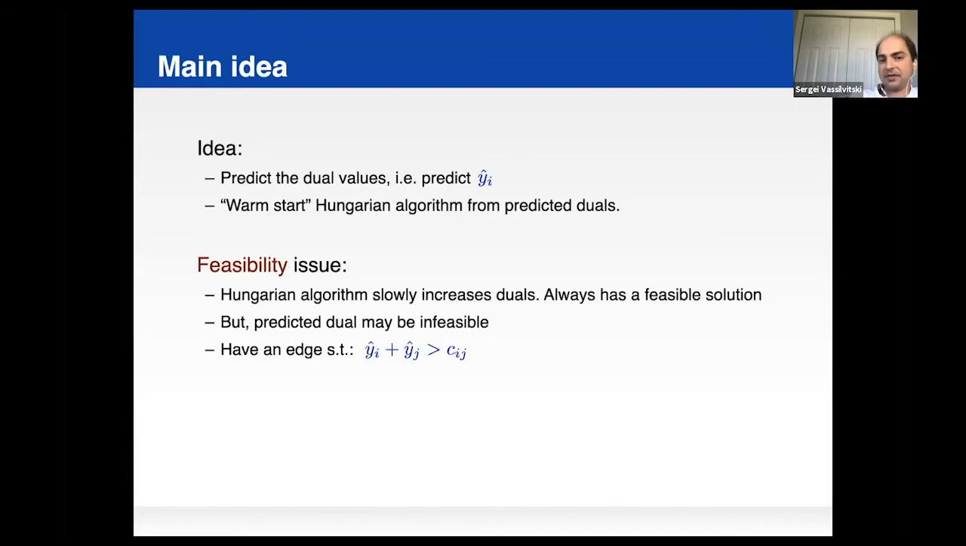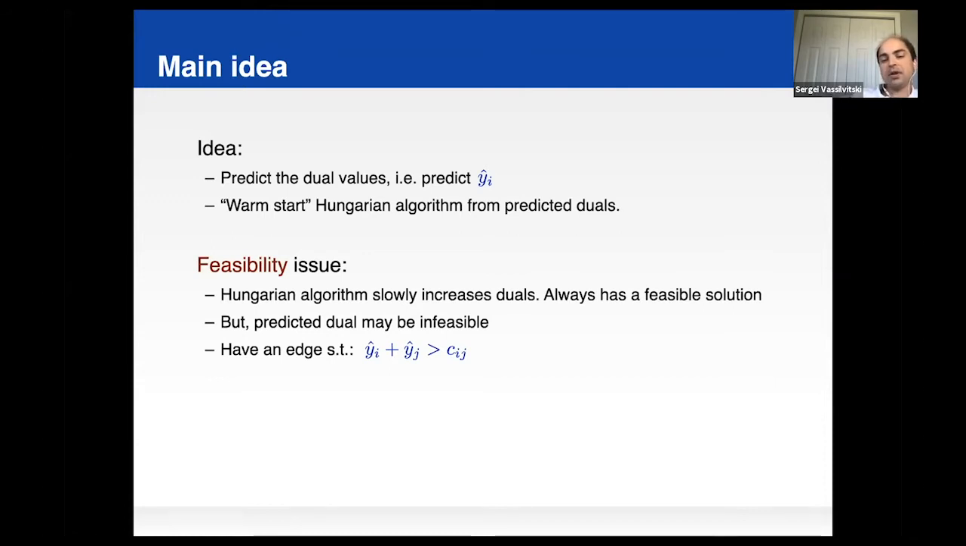Right? The first issue that you run into is this feasibility issue. The Hungarian algorithm always maintains dual feasibility. So the duals that you have, the yi's in that algorithm, are always feasible for the LP. But here, because predictions go crazy and you can never trust machine learning, the sum of the y hats could be larger than the cost of an edge. And this is something that the regular vanilla Hungarian algorithm would never have experienced. Right? And this is something that I need to adjust to.